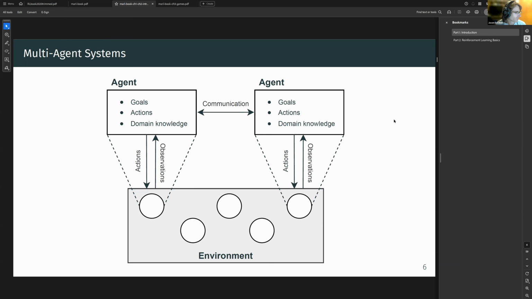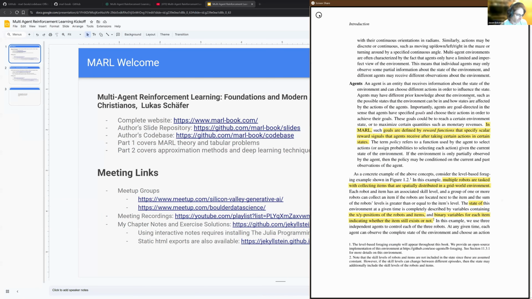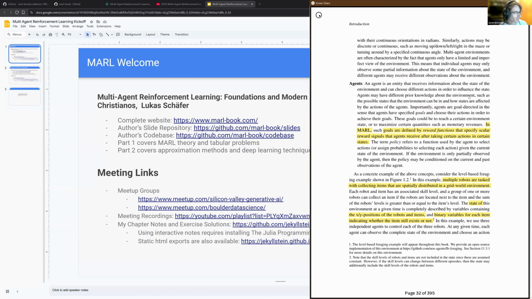Okay, let's see. Oh yeah, so here's one of the examples. Here, actually, let me just pull up a copy of my notes for the actual textbook, to see if there was anything I wanted to bring up and highlight.